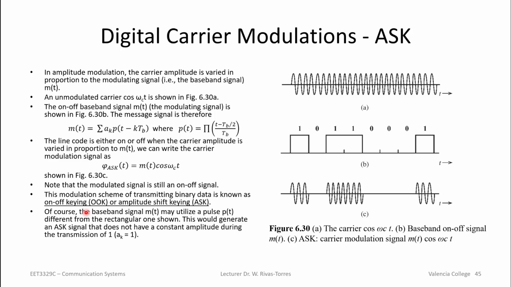And you can use different pulses. They don't have to be rectangular. Again, they can be pulse shaped by a cosine filter, for example. Now, if you do that, you generate an ASK signal that doesn't have a constant amplitude. You notice here that by using these rectangular pulses, your ASK signal has a constant amplitude.